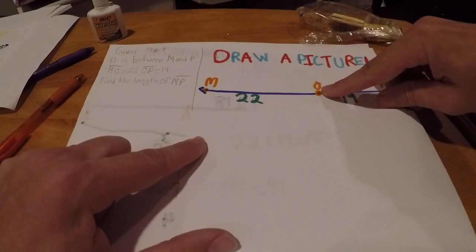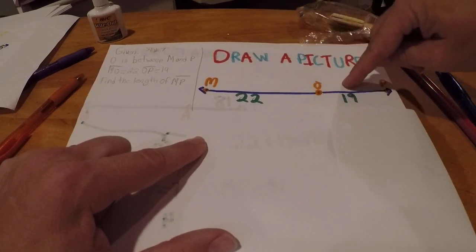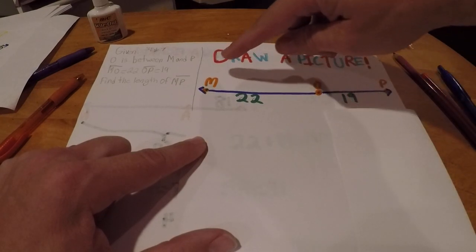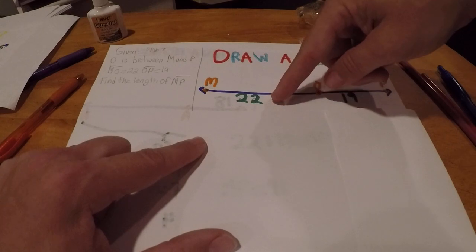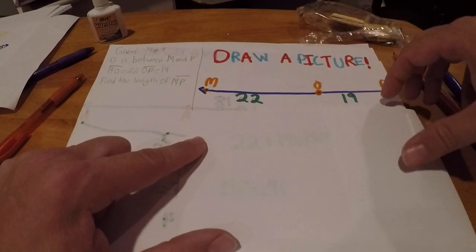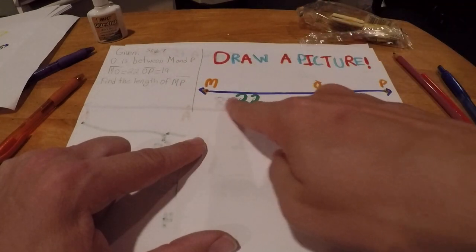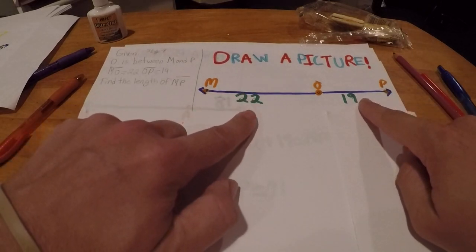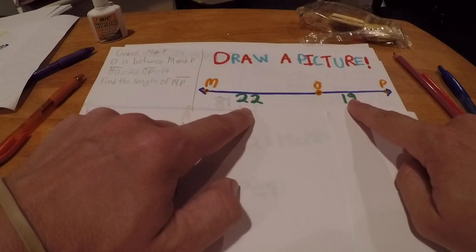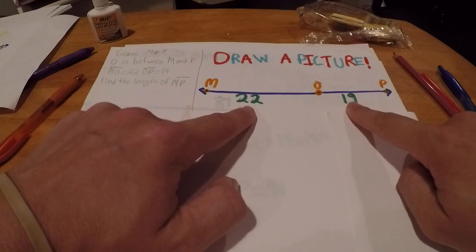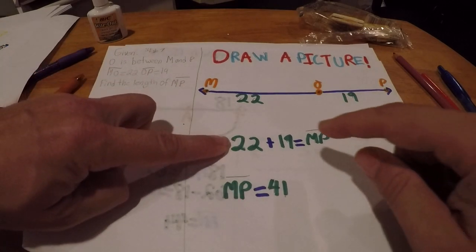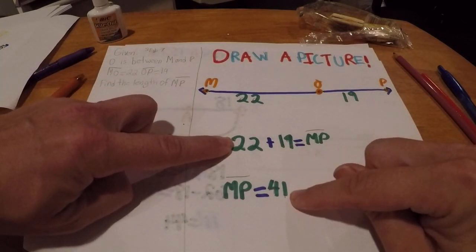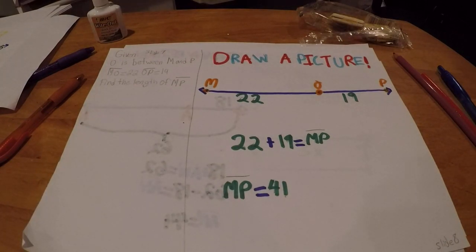Okay, look, we have the first comment that we have MP and O is between M and P. Next we have MO is 22 and OP is 19. They ask for MP, which is the whole. 22, or MO, and 19, OP, are the 2 parts. They want to find the whole. Well, if you remember from the first example, when we have 2 parts, we add them together. In this case, MP is 41.